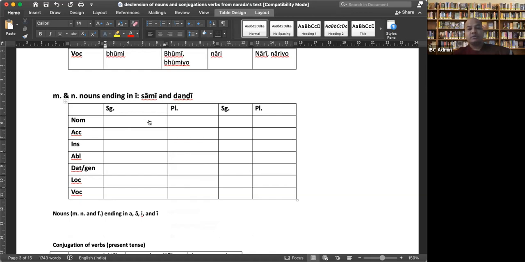Okay, now if you look at the soft copy of the text, these 2 declensions appear on page 56 and page 57.